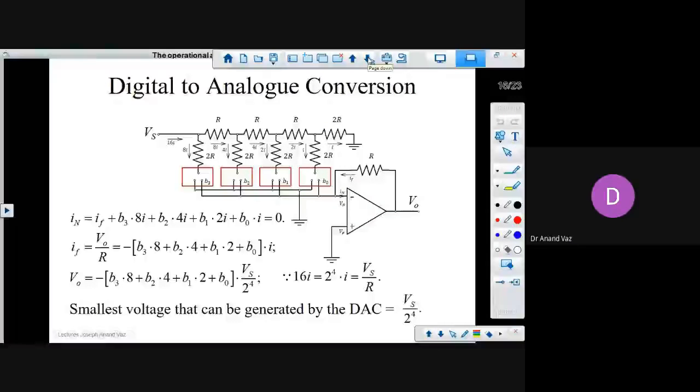And if we proceed systematically, we can see that the smallest voltage that can be generated by the digital to analog converter is Vs, which is your voltage which you are applying, that is the maximum, divided by 2 raised to 4. 4 is because of the 4 bits that you have here. If we had 8 bits, we would have had Vs divided by 2 raised to 8. So that would have been the smallest voltage that can be generated.